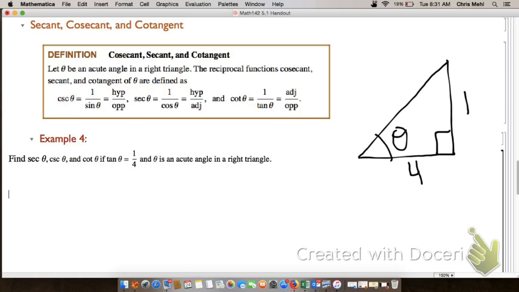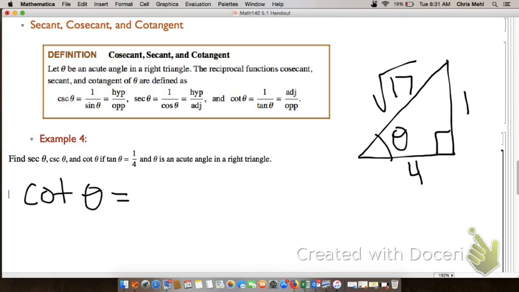And then, since 4 squared plus 1 squared is 17, you could take the square root of that to find the length of the hypotenuse. So that's coming from the Pythagorean theorem. You might want to verify that. And then we'll do cotangent first.